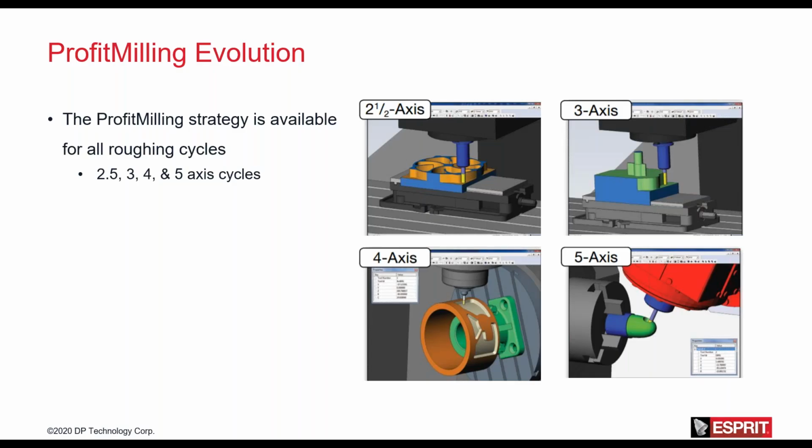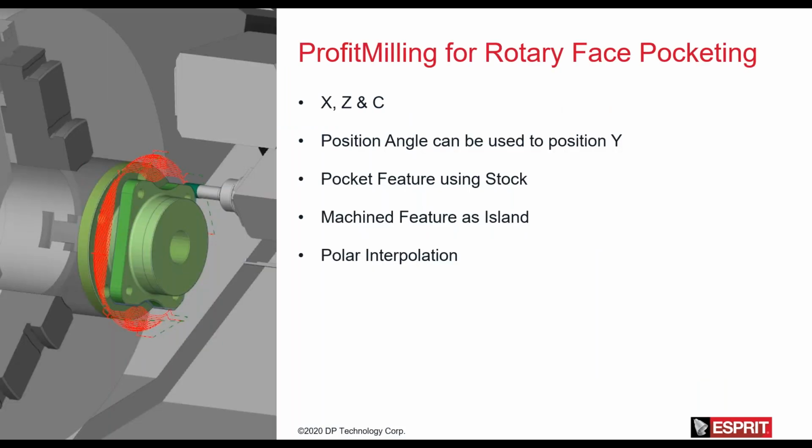Initially, profit milling was not supported for rotary cycles, but it has been added to cover most machining situations. There are still some limitations as it isn't available in wrap pocketing, but we will be showing you today how to accomplish profit milling on the OD of a part using your C-axis. Profit milling on a rotary face pocketing operation will use X, Z, and C. The position of the C-axis is adjustable to give you customization on how much of your Z-axis or Y-axis you are using. By default, this operation will use no Y.